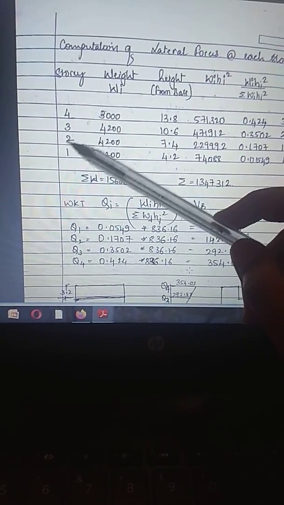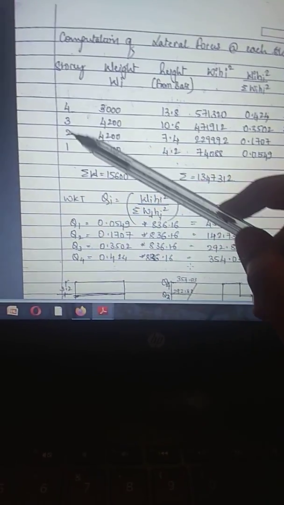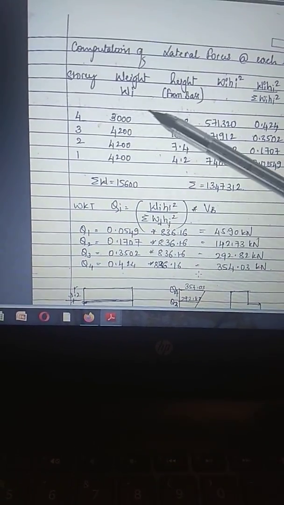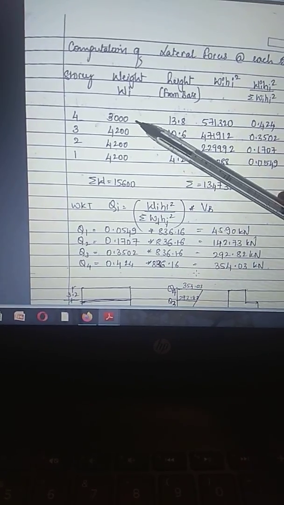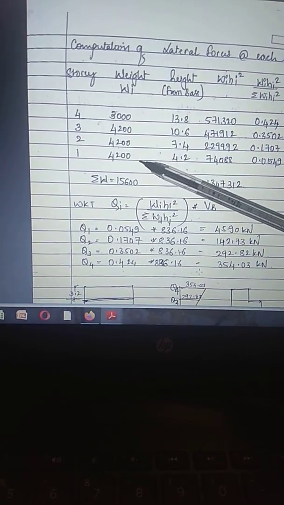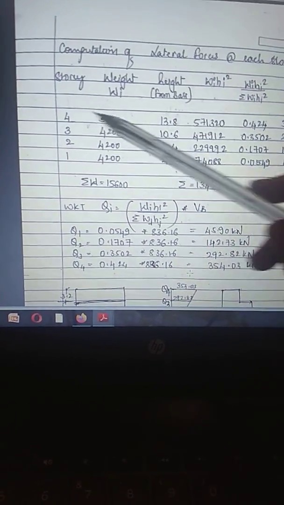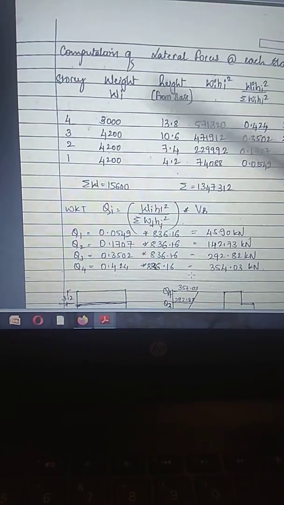So now we'll come in a reverse order always: 4, 3, 2, 1 like that. So 4 is the roof, then 3, 2, 1, with 1 being the ground floor. Weight at the roof is 3000. The other 3 are 4200. Then height. The height is always written from the base.